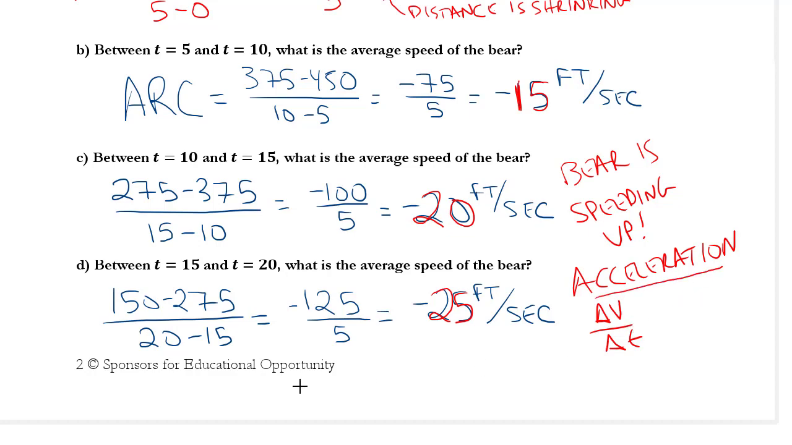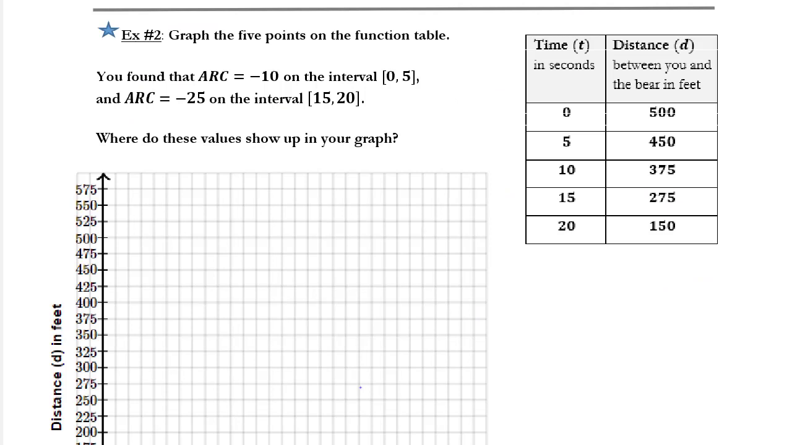All right, let's keep going. Example number 2, graph the 5 points on the function table. So this is the table that we just used to calculate average rates of change.